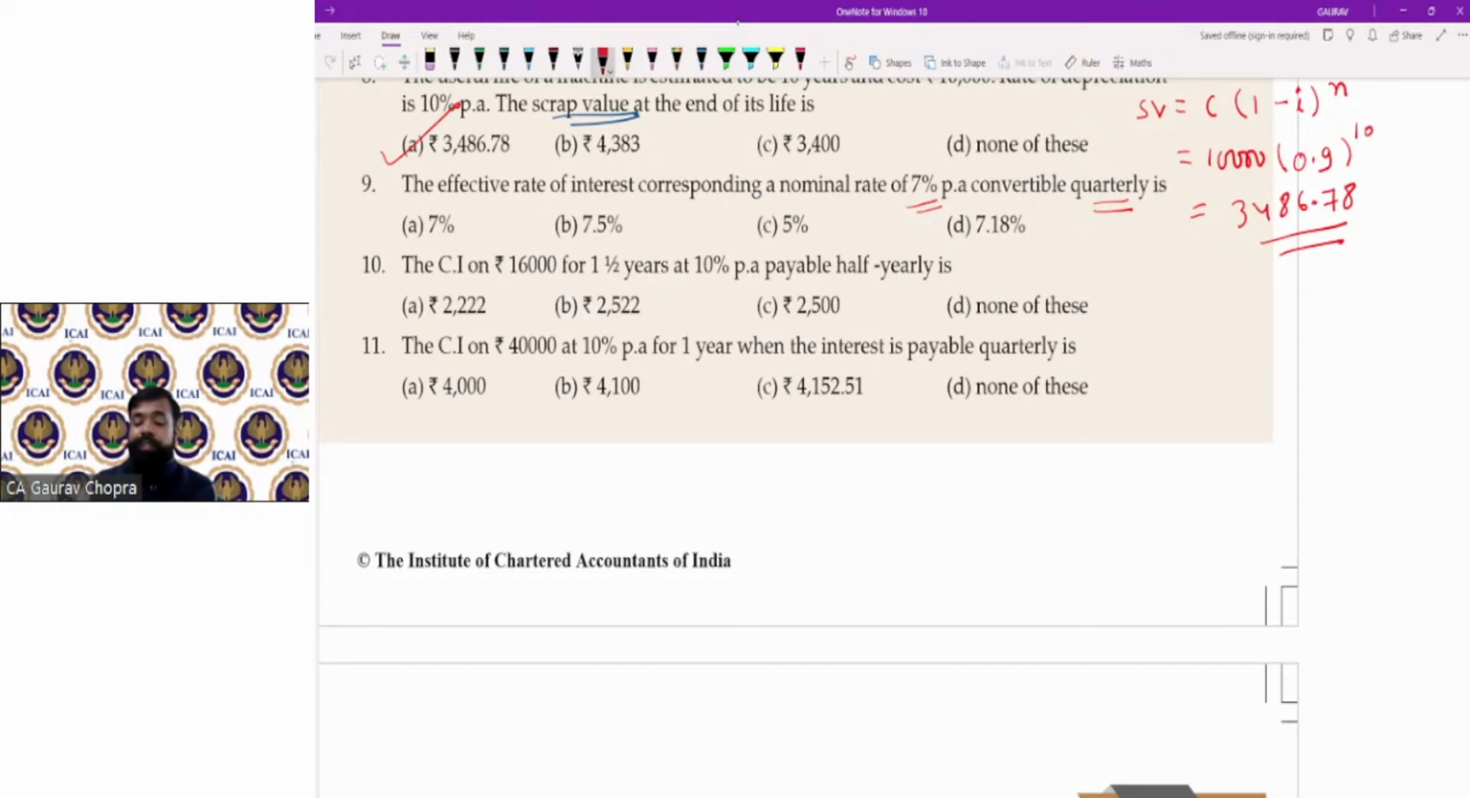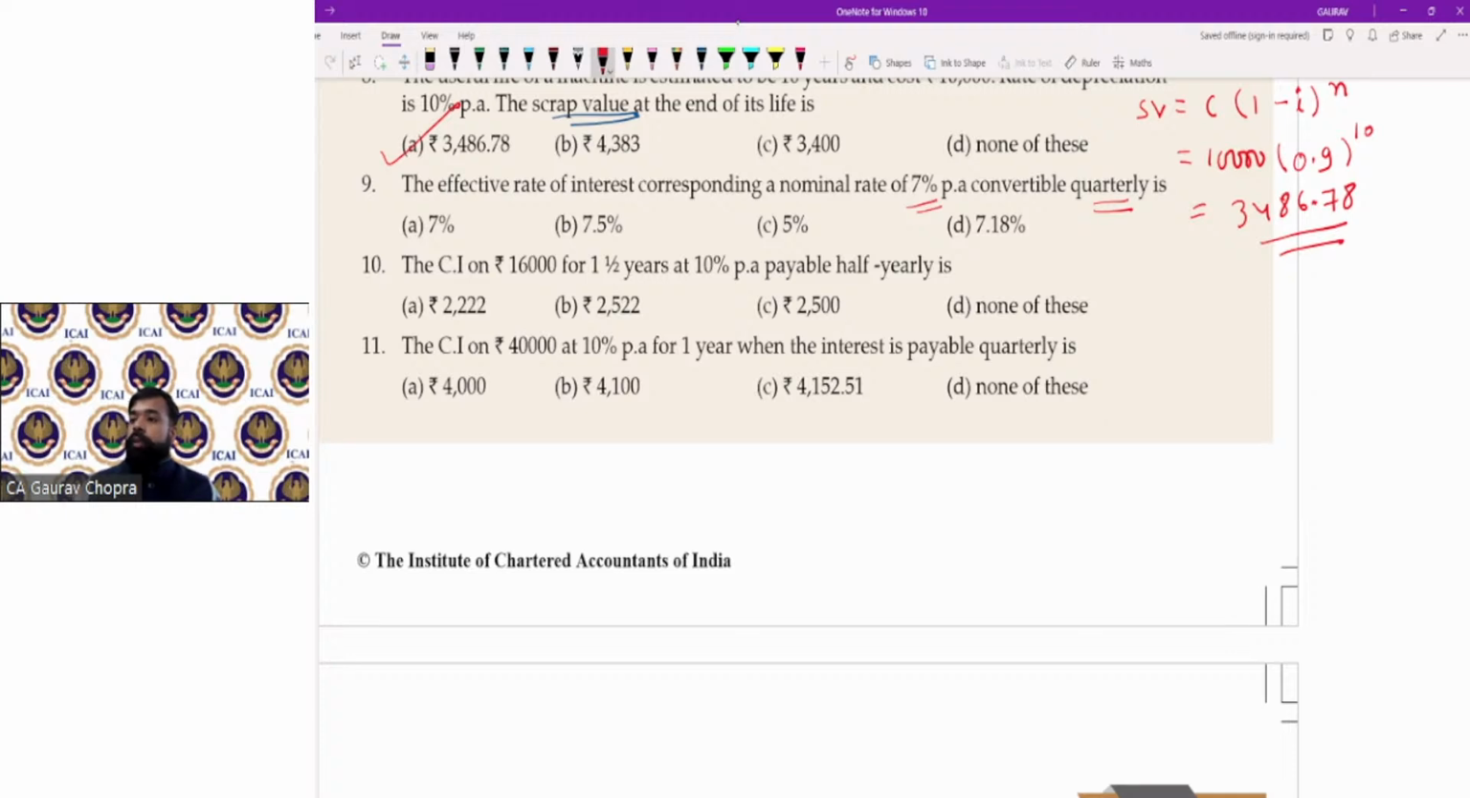Yes, everybody. 7% rate is given. This is yearly, so convert it into half yearly rate. Sorry, not half yearly, quarterly rate. So how much will the quarterly rate come? 1.75%. Now calculate the power 4 and then minus 1, you will get your answer.